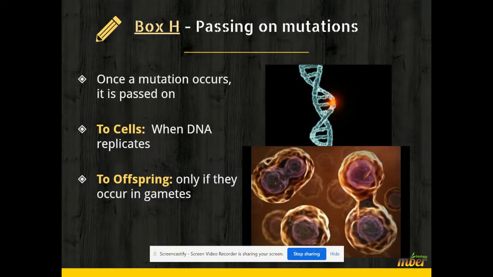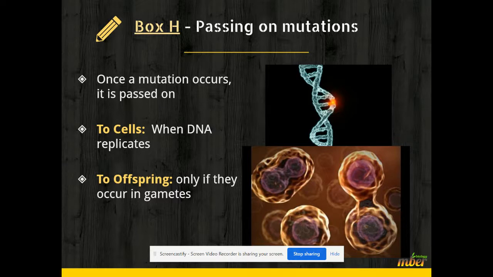So passing on mutation. Box H. Once a mutation occurs, it is passed on. Let's say there is a mother who has a faulty copy of a gene, and it happened when it was passed on to her. Well, when she has a baby, she has a chance of passing that on to her child, or the father has a chance of passing a gene that mutated in his sperm to a baby.